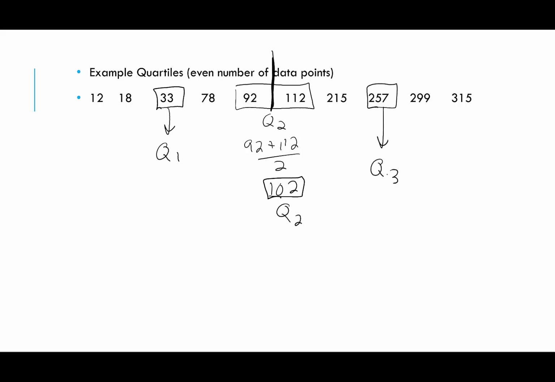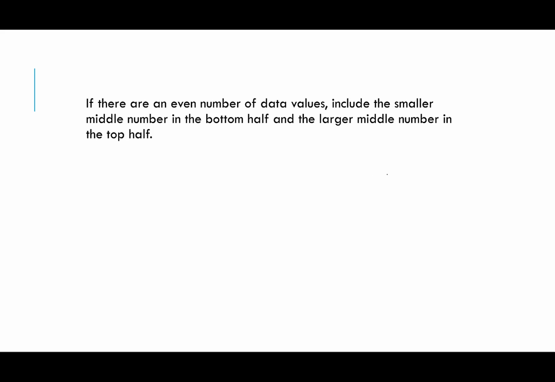So there is a little difference between what to do when I have an even number of data points and an odd number of data points. Here's how I have it written out. If I have an even number of data values, we include the smaller number on the left of the middle when I look at Q1, and then I use the higher number, right beside the median, to go into figuring out Q3.